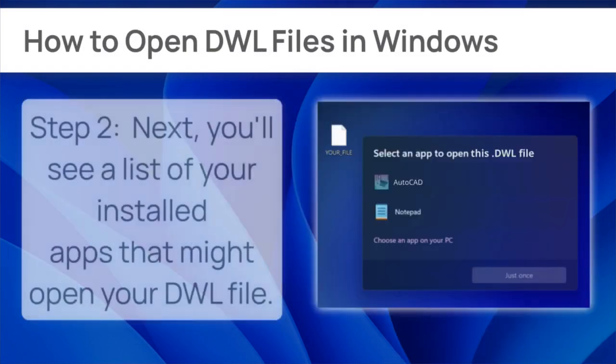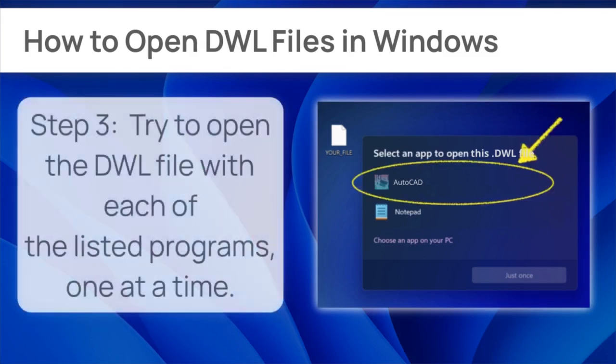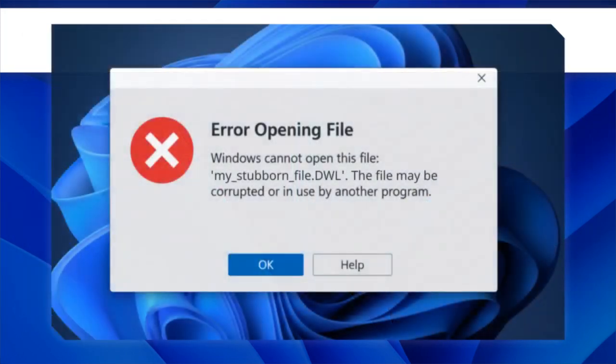Right-click your DWL file and choose Open With. If AutoCAD is there, test it now. If not, choose another application. Keep going until the DWL file opens. If the DWL file is still refusing to open, it's expected.